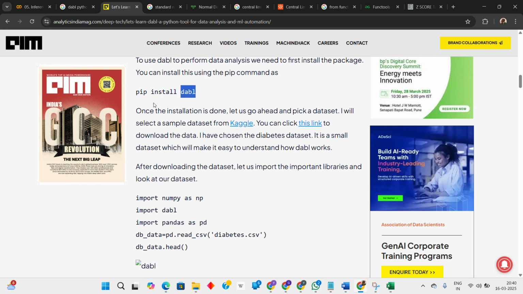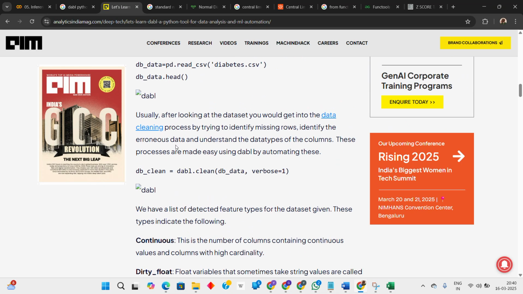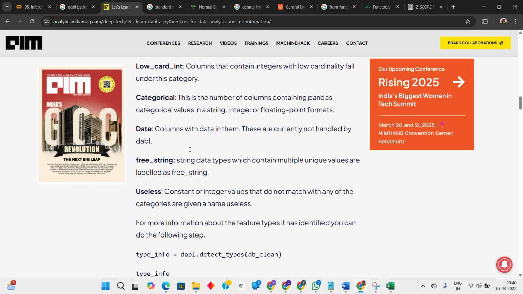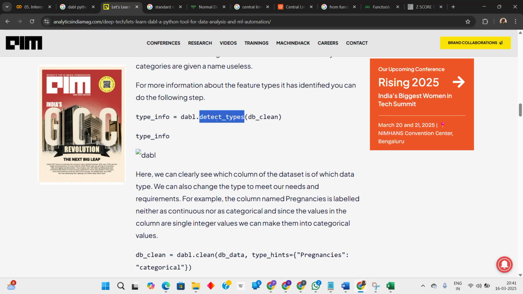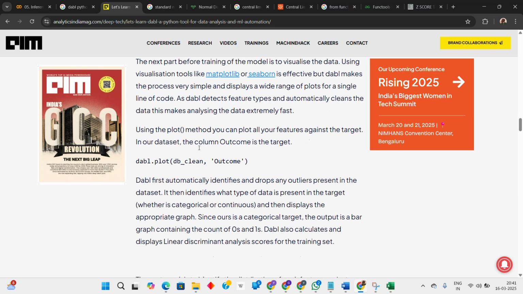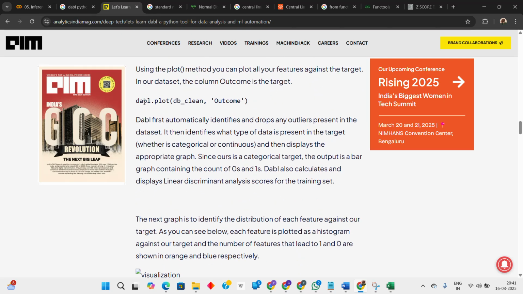We can simply install that library and then start using it. Here you can see we can do cleaning automatically. Many machine learning steps can be automated this way. But if you use DABL directly, you will not get that flavor of doing analysis because it is doing it automatically. That is why you should practice the traditional ways, and also if you want to practice the automated things, you can use DABL. There are some other automated libraries also.